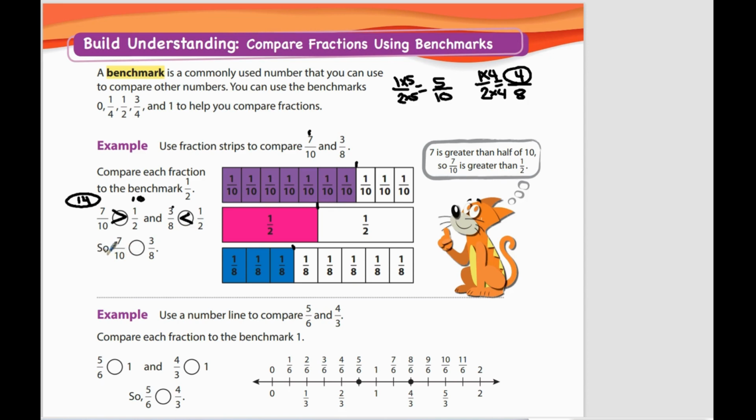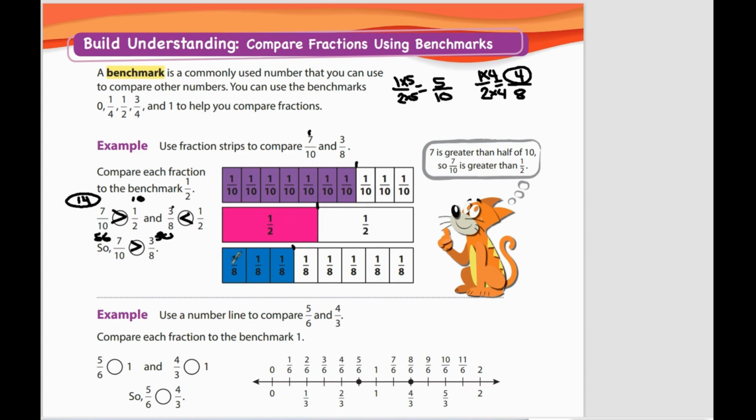Okay, so now let's go to the original question. They want us to compare 7/10 to 3/8. Again, we can use the cross multiplication strategy. We know that 8 times 7 is 56. And we know that 10 times 3 is 30. So we could always say, well, I know that 7/10 is going to be greater. That's one way. Or we can use our fraction tiles.